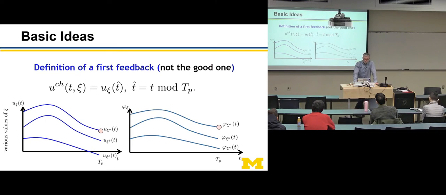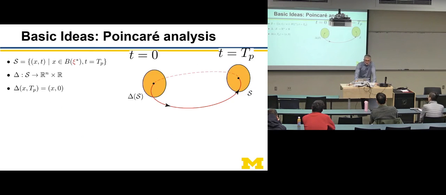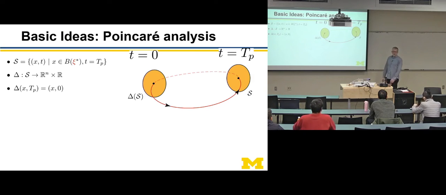It evolves, okay? This gives me a new state value. I look up the corresponding control and I apply it over the period. And then I keep doing that. Bingo, okay? Does this give me a stable closed loop system? I don't know. Let's calculate the Poincare map.